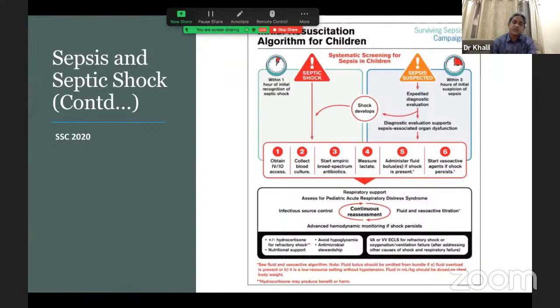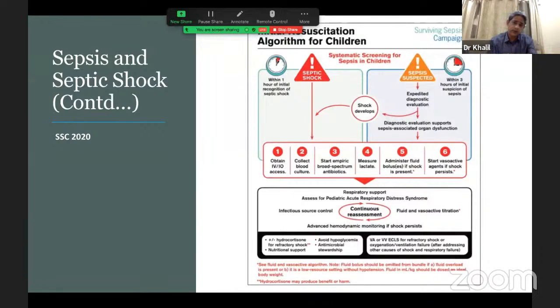If you see this, the child needs respiratory support, so assess for the respiratory status and do continuous assessment. You titrate your fluid and vasoactive therapies, and if there is a clear-cut source of infection, you have to address and control the source. And if the facility permits, you have to go for advanced hemodynamic monitoring.